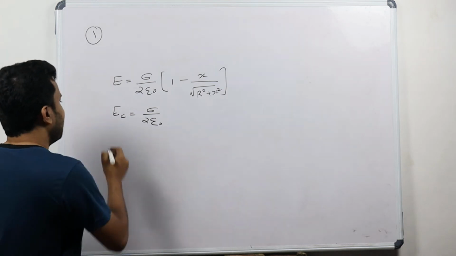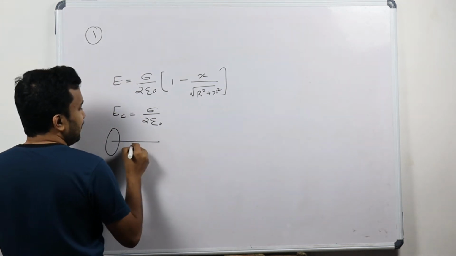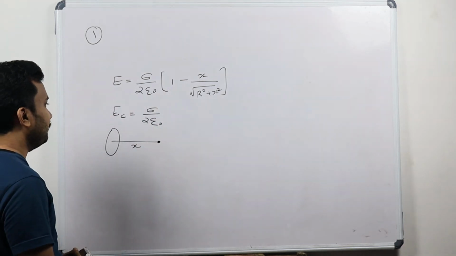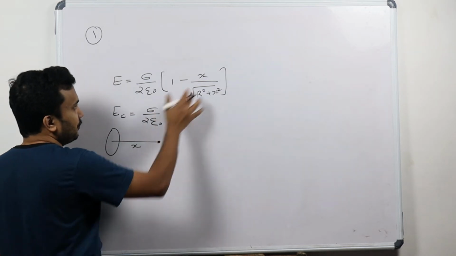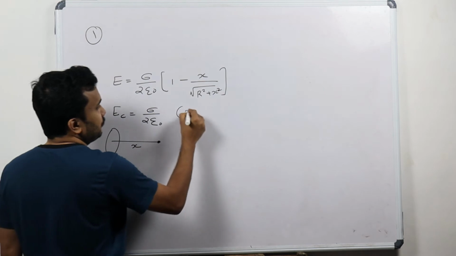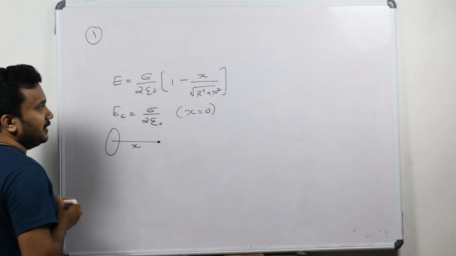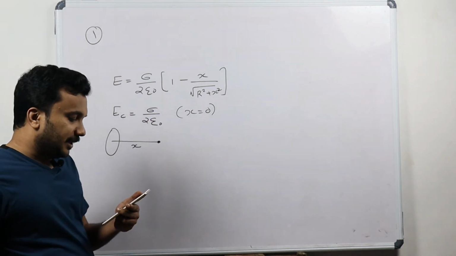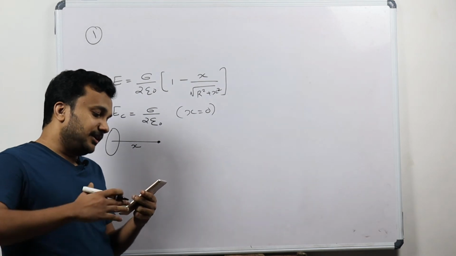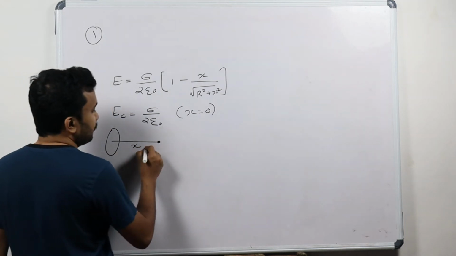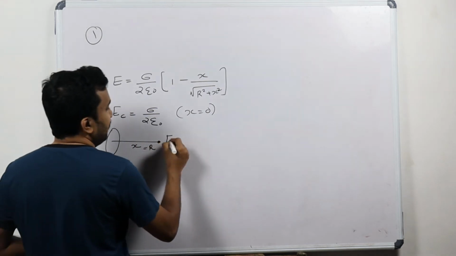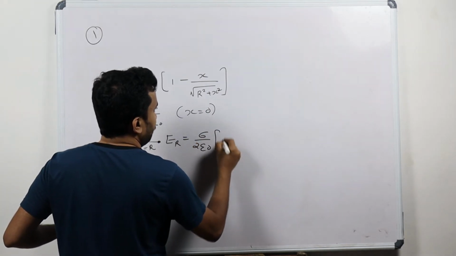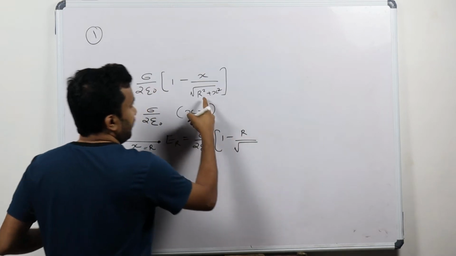X is the distance. In case of a disk, if we are x distance away, then the electric field is given by this formula. Here the center means x will be equal to 0. Sigma by 2 epsilon 0 is already given in the question. With respect to the field at the center, the question is asking about the electric field along the axis at a distance of r away. So what is the formula? E at a distance of r will be equal to sigma divided by 2 epsilon 0 times 1 minus r divided by root of r square plus r square.